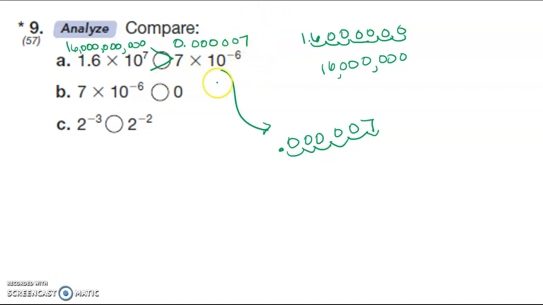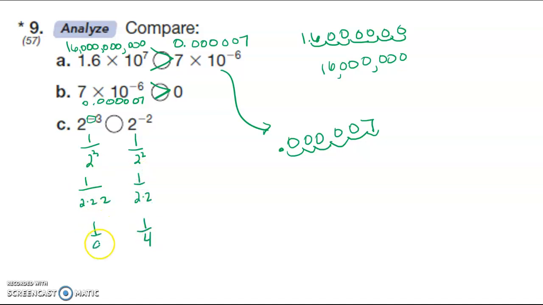Okay. Which one of these is larger? Well, this is this and that, so that's going to be larger. And then remember, when you have this negative exponent, it's 1 over 2 to the third, 1 over 2 squared. So what I have here is 1 over 2 times 2 times 2, or 1 over 2 times 2. So this is 1/4, and this is 1/8, and 1/4 is larger. If you need to find a common denominator here, you can multiply by 2, and it's 2/8 versus 1/8.